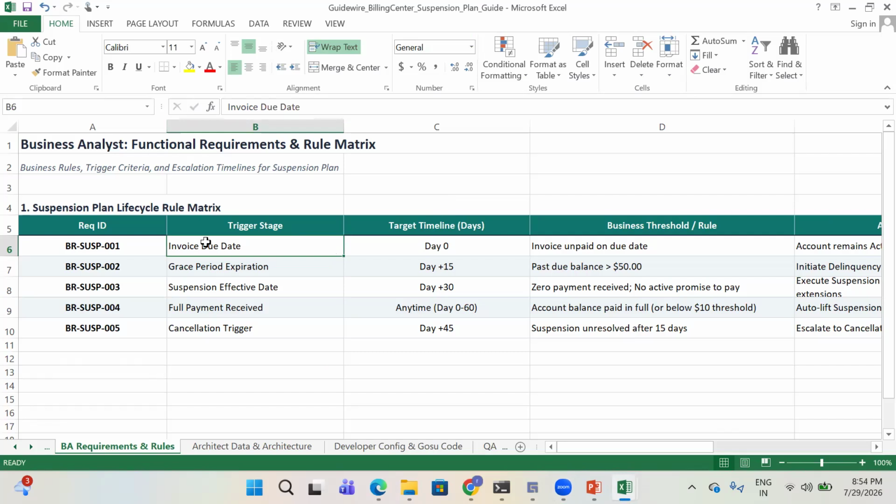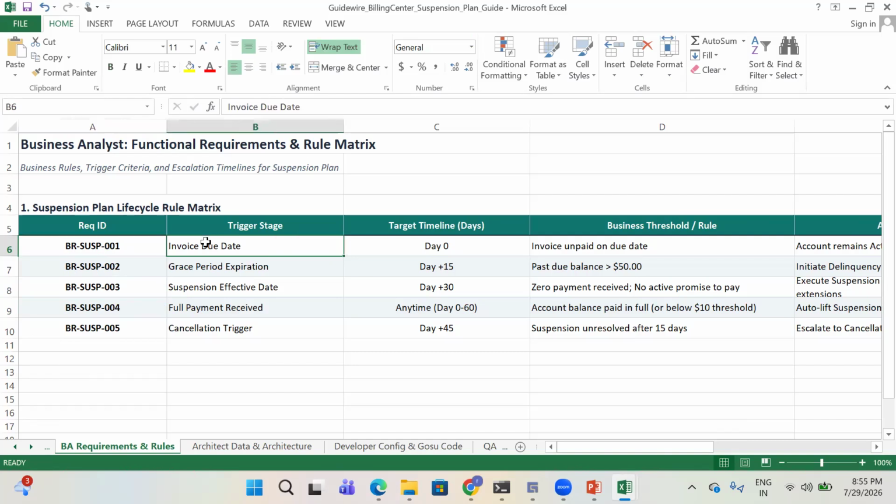Okay, trigger state. For example, these are the requirement ID numbers I have mentioned. We are working on the business requirements document. For example, when you follow the traditional model, we prepare documents, wherein we are using business requirements documents. So BR stands for business requirements, and SUSP means suspension plan. 0001 is the number. Let's say we have taken 5 requirements.